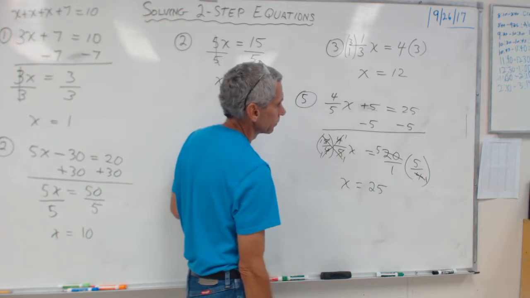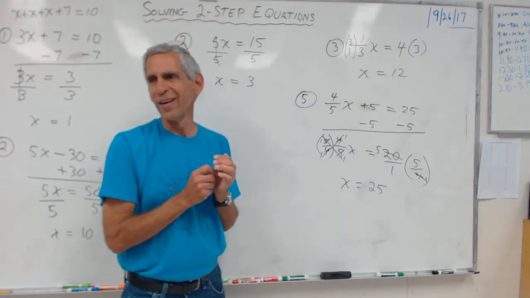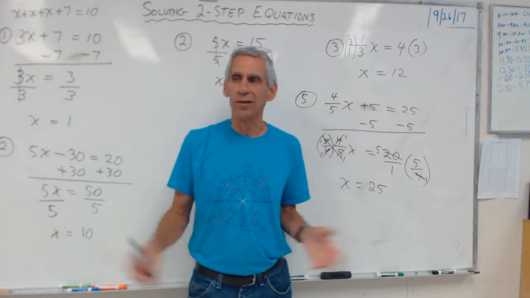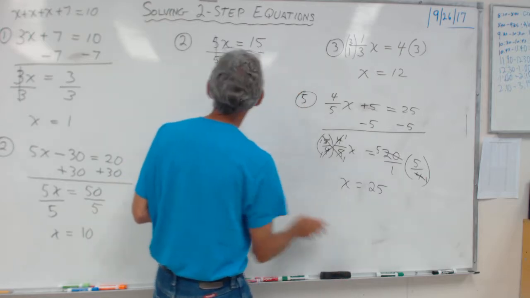So it wasn't 30. I just yelled out 30. I had no idea. Close enough, right? Shooting for the moon, you might get to Mars or something, right? Oh, 25.